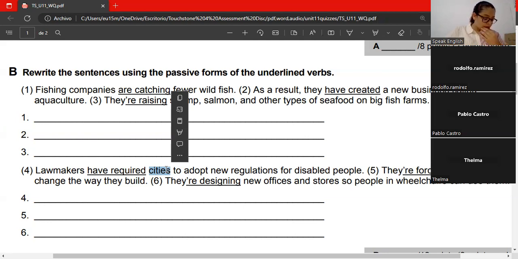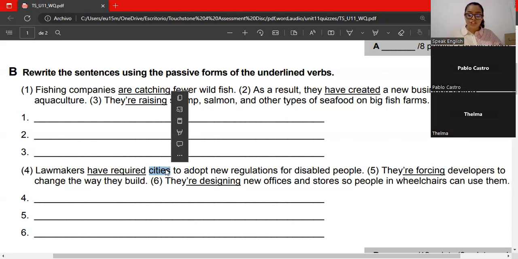Okay, let me see number 3. Shrimp, salmon, and other types of seafood are being raised. Yes, are being raised, yes. Number 5, they're forcing developers to change the developers' way to build. Al revés. The developers are being forced, okay? Are being forced to change.